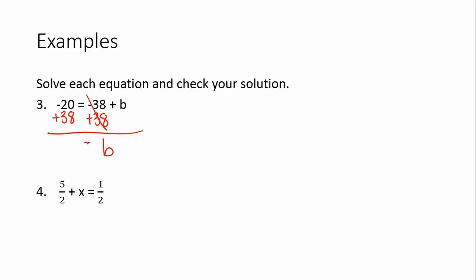On the right we get b, and on the left we have -20 plus 38. Those numbers have opposite signs, so we actually want to subtract 38 minus 20, which gives us 18. 38 is larger than 20, so our answer will stay positive. So now we need to check our solution. If we have -20 equal to -38 plus 18, because that's what we said b was, do we get the same thing on the left and the right?